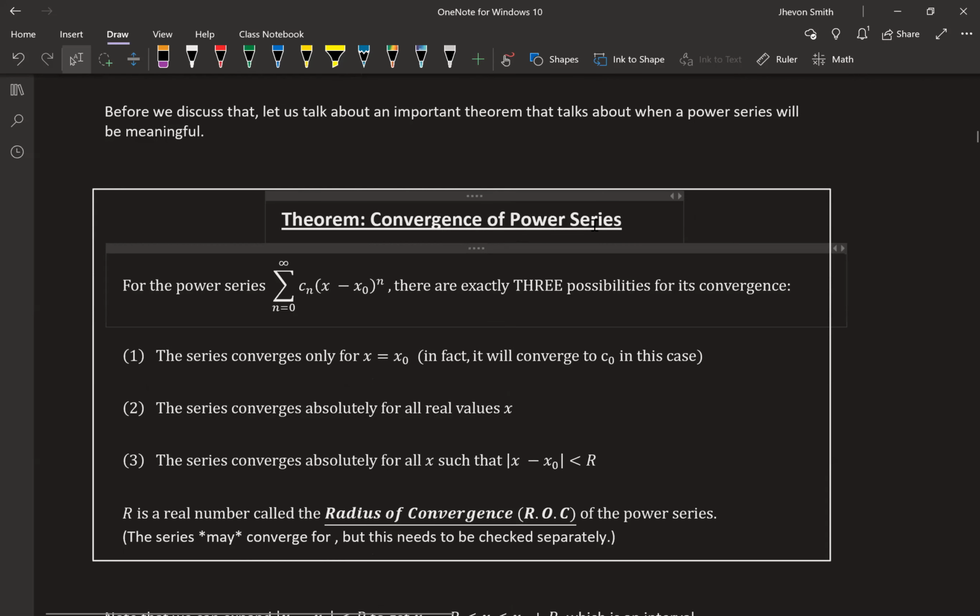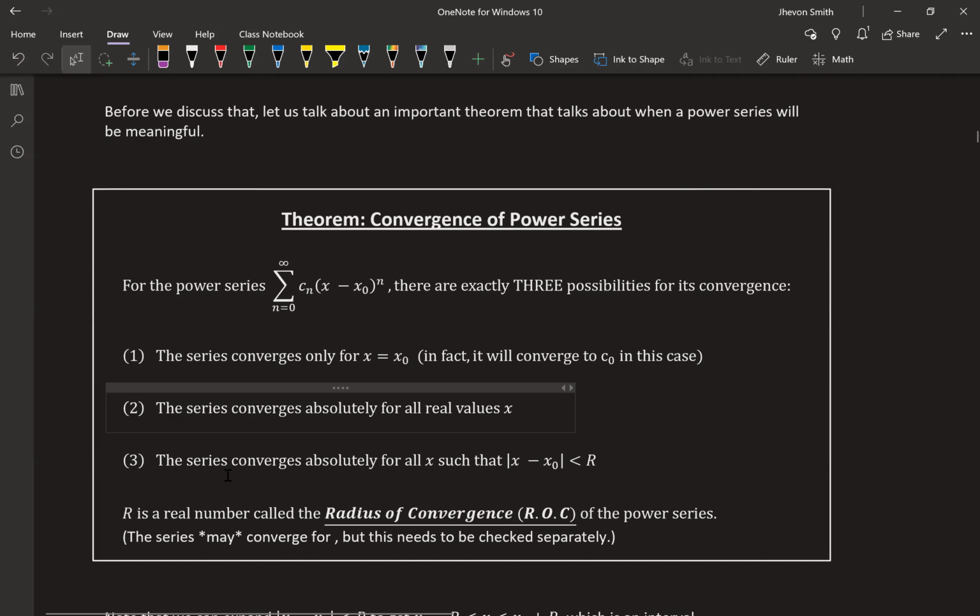Turns out that power series always converge. It's just a matter of where. Either they will converge only for x equals x naught, the center point, when I plug in x equals x naught here, or they will converge for all possible values of x.